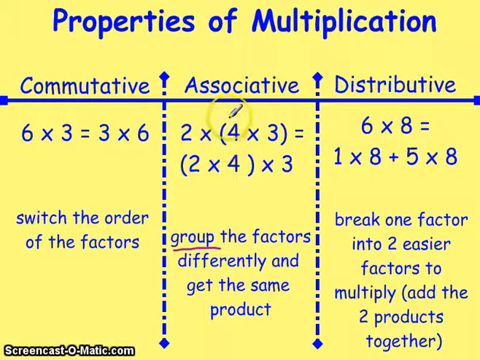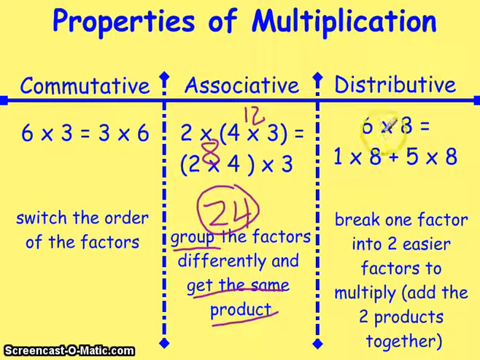Since we already have practiced 4 times 3, let's start by multiplying 4 times 3 is 12. And then I'll multiply 2 times 12 to get 24. If I move my parentheses to be around 2 times 4 this time, 2 times 4 is 8, and 8 times 3 is 24. So I did get the same product.